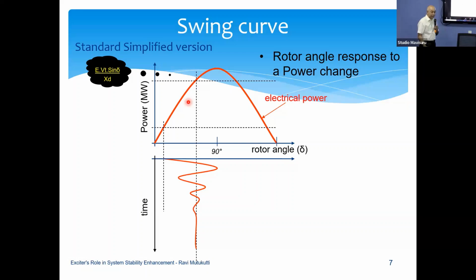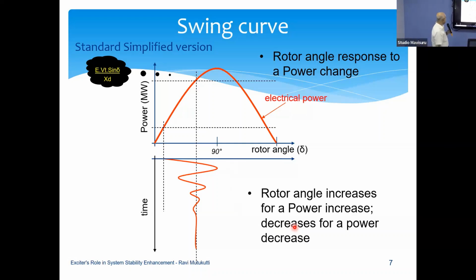So when it is doing this, if it passes this 90 and cannot come back to the stable point, what will happen is, instead of it coming back like this, it might fly away, which we call unstable operation. So the point here is that the rotor angle increases for a power increase, as well as it will decrease for a power decrease.